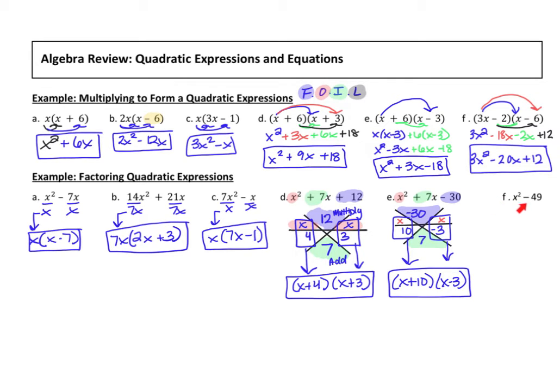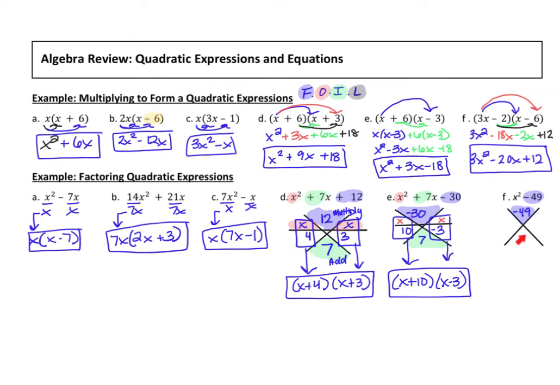Look at letter F. Notice there's no middle term. So this is actually going to be a difference of squares. It's a special quadratic equation. And even if you don't know the shortcut for factoring, we can still apply the same strategy using the x. So my negative 49 represents the top number. So go ahead and put it there.